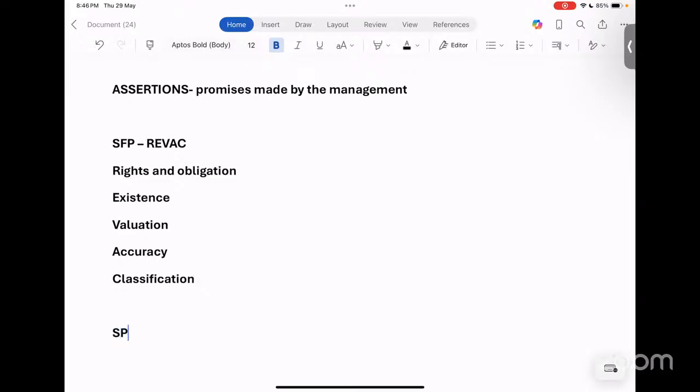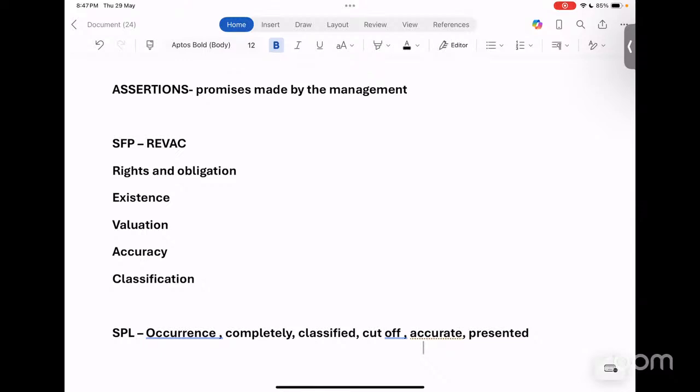Similarly, I have assertions for the statement of profit and loss, where I have occurrence, that that particular income or expense has occurred. It is completely recorded. It is correctly classified. Its cutoff is correct. And it's accurate. And then lastly, it is correctly presented. Now to check all these assertions, I actually perform procedures. So if I say I'm recalculating depreciation, depreciation goes to P&L. So by recalculating the depreciation, I'm checking the accuracy of that calculation.